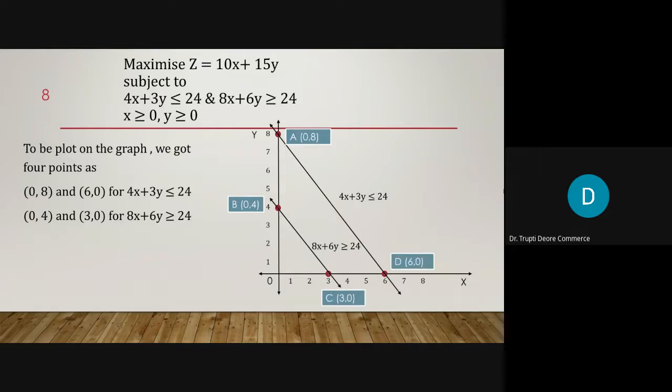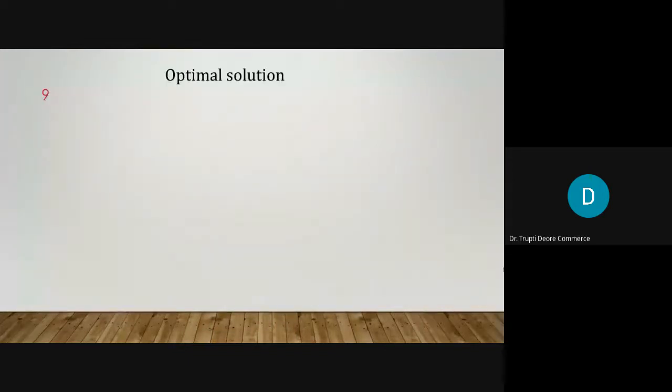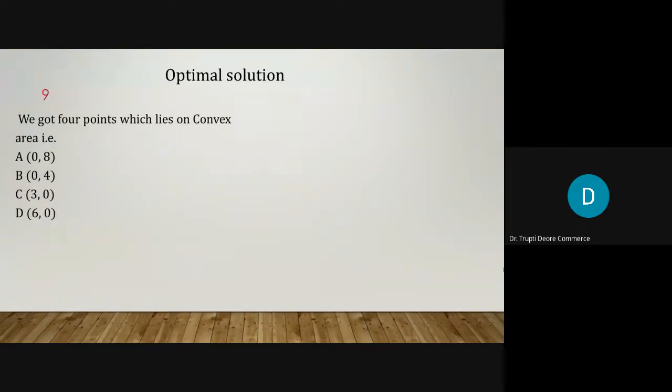So these 4 points lie on the convex area, because we have found the convex area as this area, the common area for the two lines. So on the convex area these are the 4 points, A, B, C, D. And to find the optimal solution, we have to test the value of Z for these points. So first point is A equal to 0, 8, B is equal to 0, 4, C is equal to 3, 0, D is equal to 6, 0. So for these four values, we find out the value of Z.